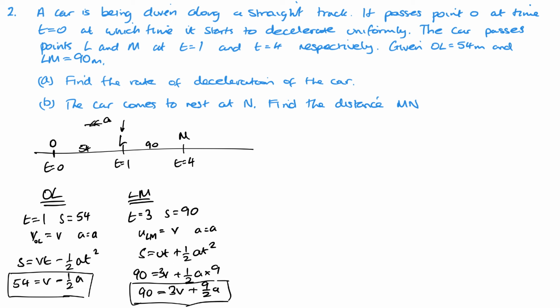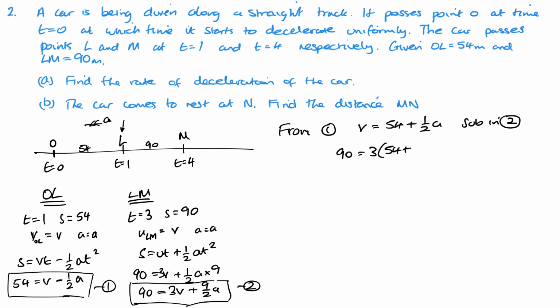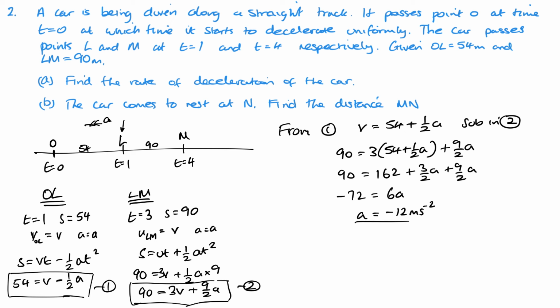Now, we've got two equations, two unknowns, but we actually want to combine the V's together just to find our A. So we want to rearrange. So if I call this 1 and call this one 2, look at from 1, we can say that V equals 54 plus a half A. And then let's sub that in 2. So we've got 90 equals 3 lots of 54 plus a half A plus 9 over 2A. So 90 equals 162 plus 3 over 2A plus 9 over 2A. Taking away 162 gives me minus 72. And 3 over 2 plus 9 over 2 is 12 over 2, or 6A. So A is negative 12 meters per second squared.